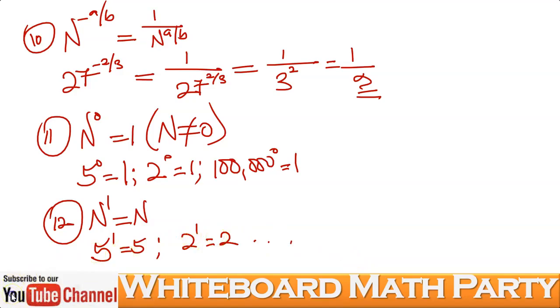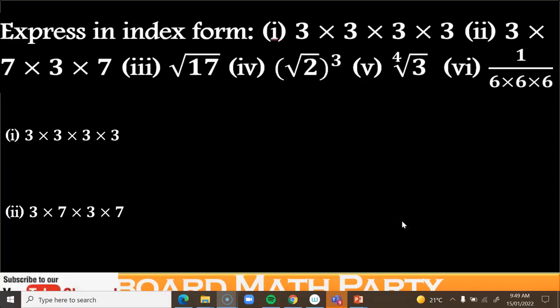See you later. We have a question on the board to solve, and the question says express in index form. We have about 6 questions altogether, so let's swing into action immediately. The first question gives us 3 multiply 3 multiply 3 multiply 3.